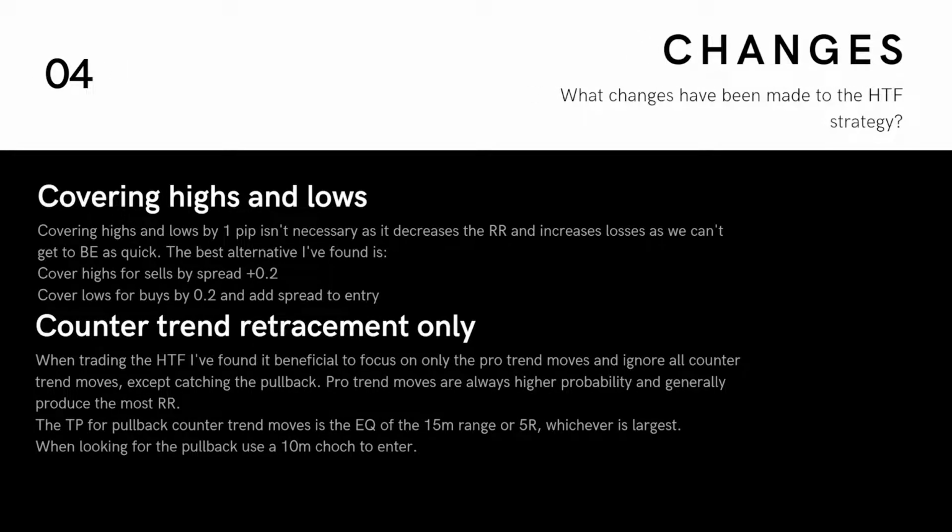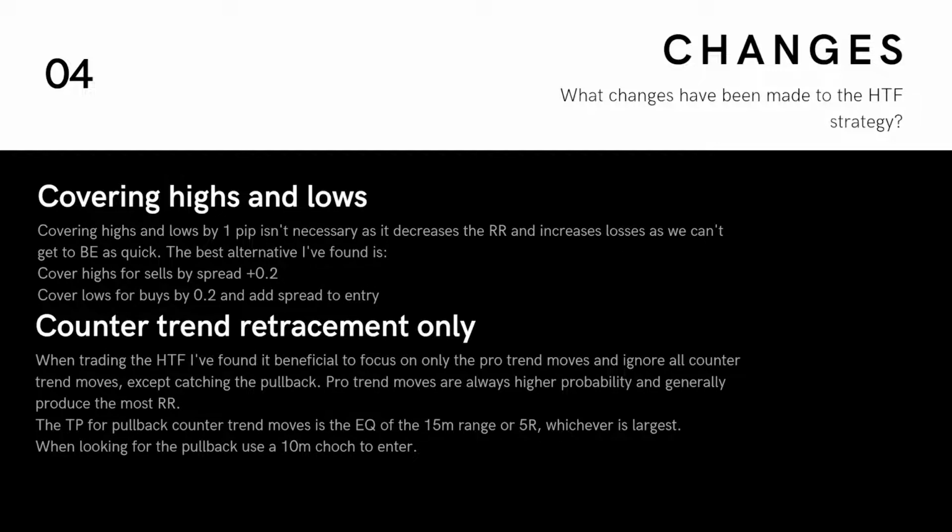So some more changes. We're now going to be covering the highs and the lows by less than 1 pip. Previously we covered them by 1 pip, but I found this to not be necessary. It's a bit overboard. So we're now going to be covering the highs for sells by spread plus 0.2. So if the spread is 0.3, then we cover the high by 0.5. And the lows we're going to cover by 0.2 and add the spread to the entry. You should be adding spread to the entry anyway. So if the spread's 0.3, you'd add 0.3 to the entry and cover the low by 0.2. And this increases the risk to reward and allows us to get the risk off quicker.